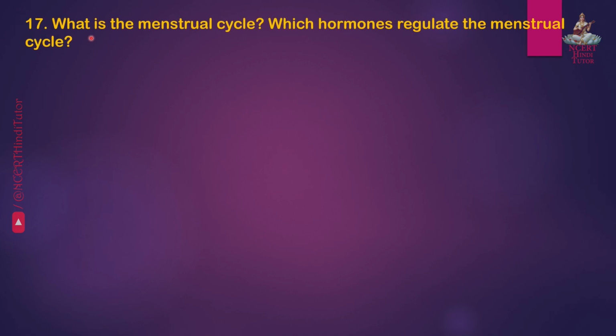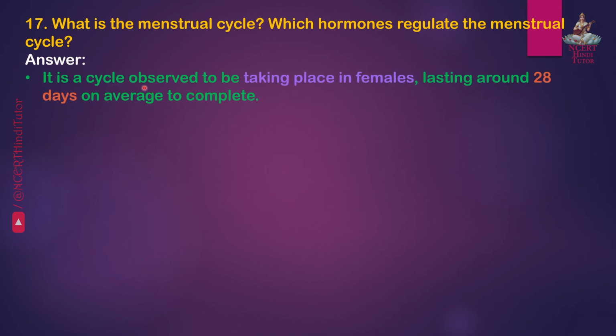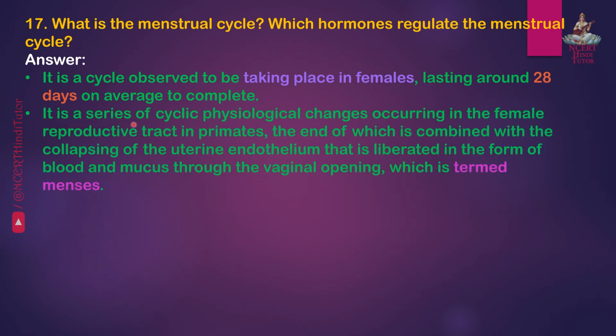Question 17. What is the menstrual cycle? Which hormones regulate the menstrual cycle? Answer. It is a cycle observed to be taking place in females, lasting around 28 days on average to complete. It is a series of cyclic physiological changes occurring in the female reproductive tract in primates, the end of which is combined with the collapsing of the uterine endothelium that is liberated in the form of blood and mucus through the vaginal opening, which is termed menses.